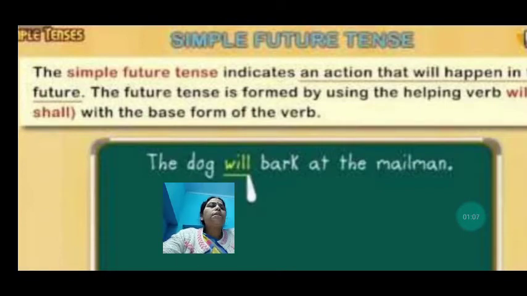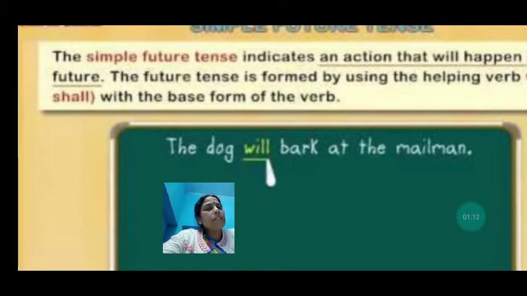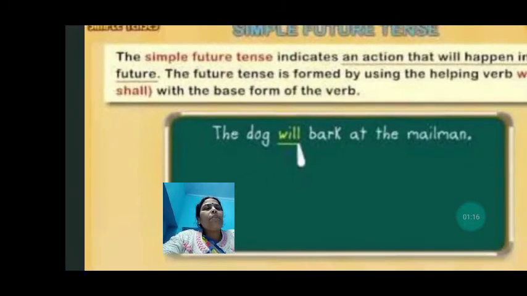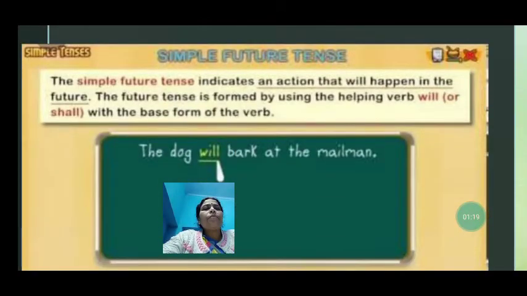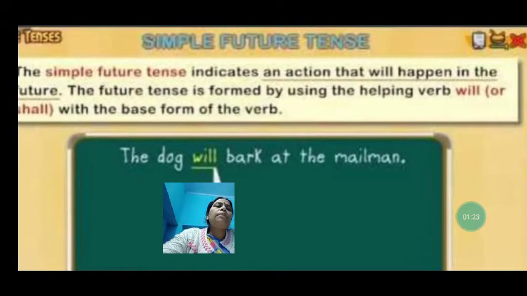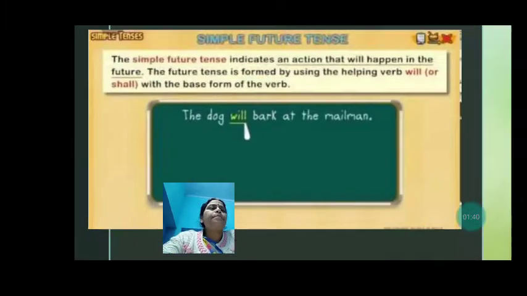The future tense is formed by using the helping verb will or shall with the base form of the verb. The dog will bark at the mailman. So here we see that the future tense is formed by using the helping verb will or shall, and then we have used the base form of the verb. In this case, the base form of the verb is bark. So, the dog will bark at the mailman.